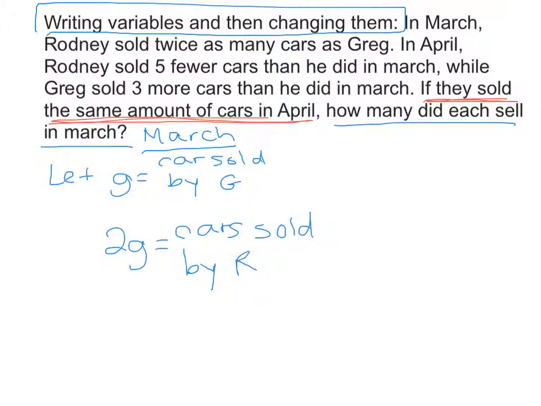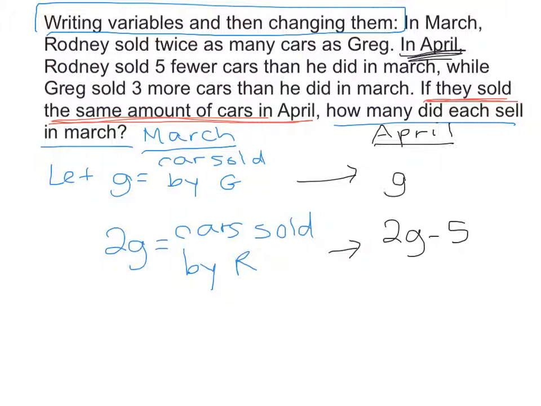All right, so that's March. Now we're going to bring in the April piece. Okay, I'm going to actually switch to black here. So we're going to bring in April. So in April, Rodney sold 5 fewer cars than he did in March. So I'm going to put April up here. All right, he sold 5 fewer, which would be 2G minus 5. All right. Well, Greg sold 3 more cars, so that would give me Greg as G plus 3.